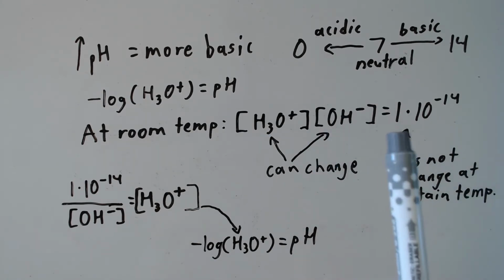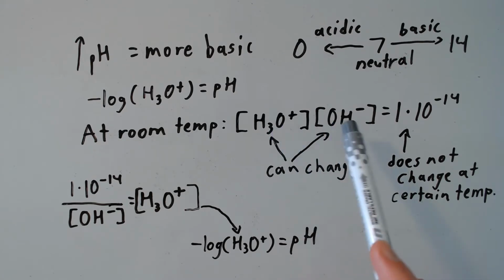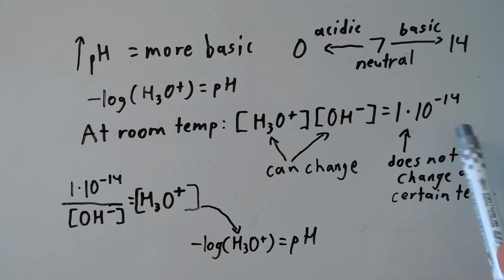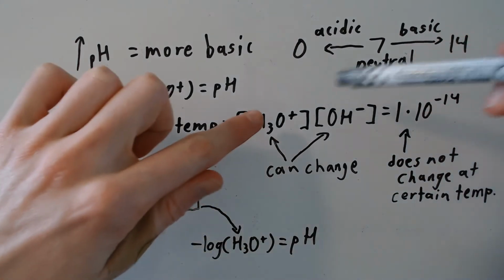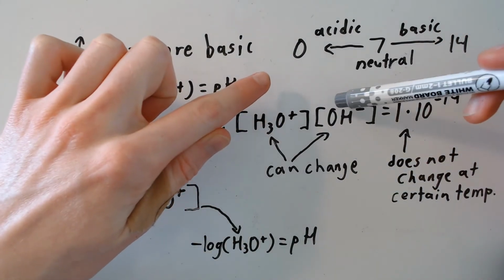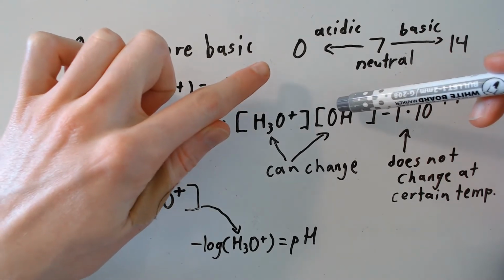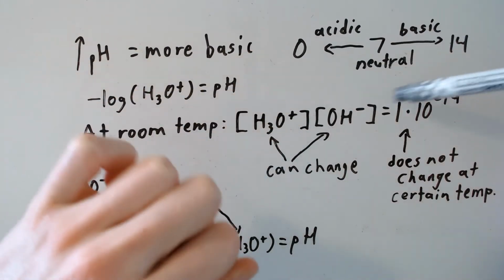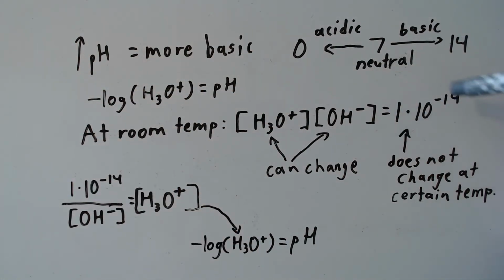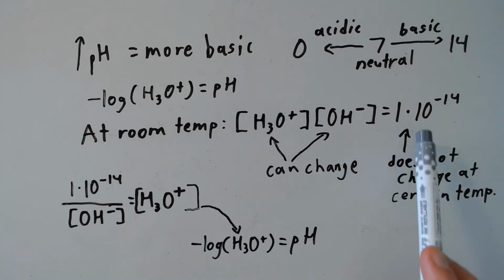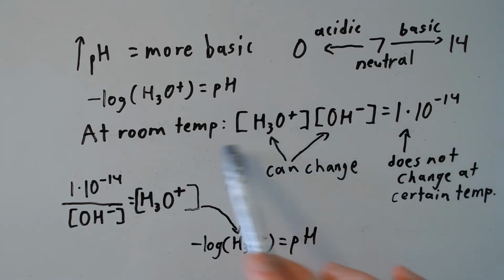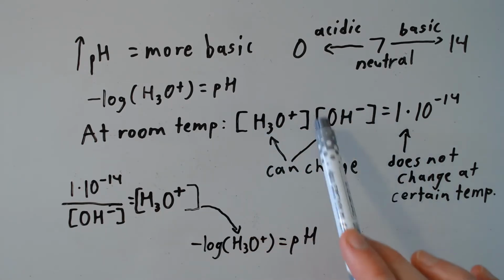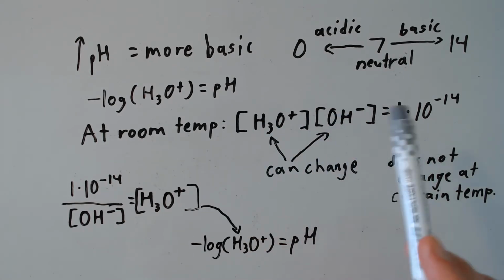And these concentrations, the OH- and the H3O+, can change, but this 1 times 10 to the negative 14 never changes. So if the H3O+ rises, then the OH- has to go down. Or if the H3O+ gets lower, then the OH- has to go up, because this product never changes. And from this rule, we can obtain the concentration of H3O+, knowing the concentration of OH- from the base, so that we could figure out the pH.